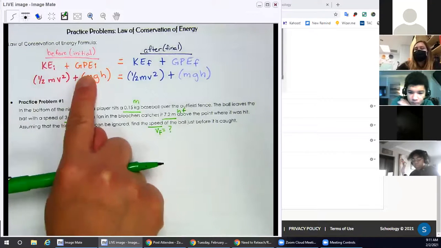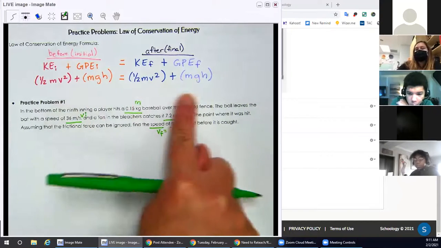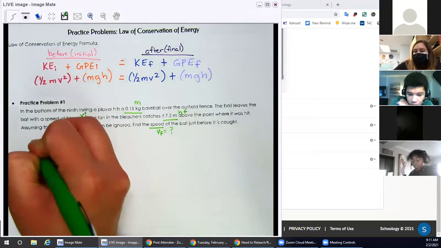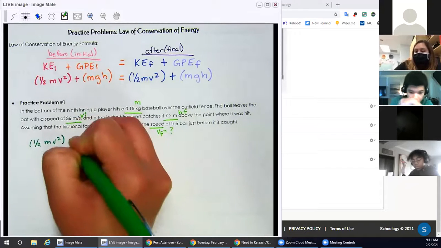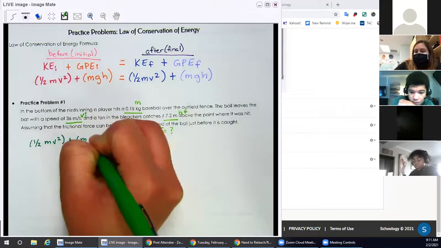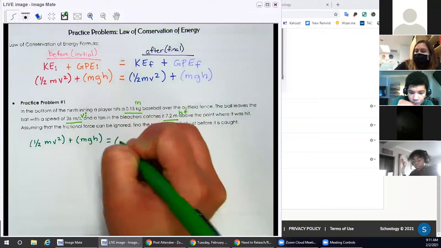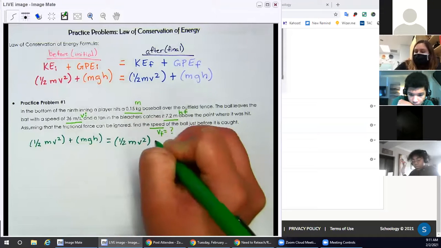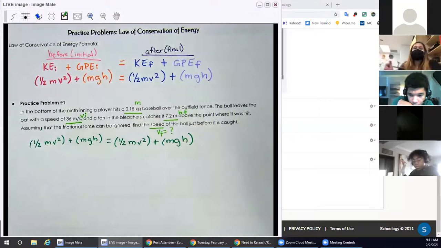Again, it's kinetic energy plus gravitational equals kinetic plus gravitational. But I'm going to write the bottom one because that's where I'm going to plug in all my numbers. So 1/2 mv squared plus my mass times my gravity times my height equals, again, 1/2 mv squared plus my mass times my gravity times my height. And now I'm just going to plug in my numbers.